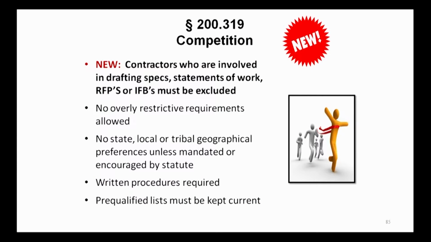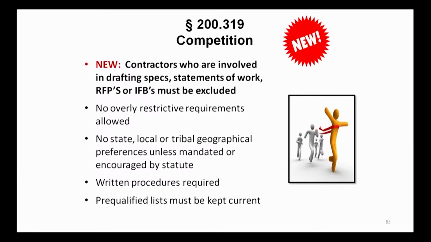Yet another new requirement for procurement. This has to do with a relationship that could affect open competition. Contractors who were involved in drafting specification, statement of work, or in some other way with the RFP or IFB must be excluded from consideration for being awarded the contract. The thought here is that this gives them inside information.